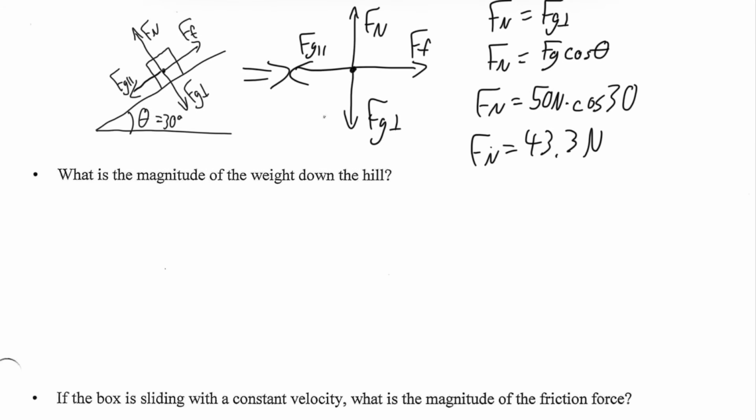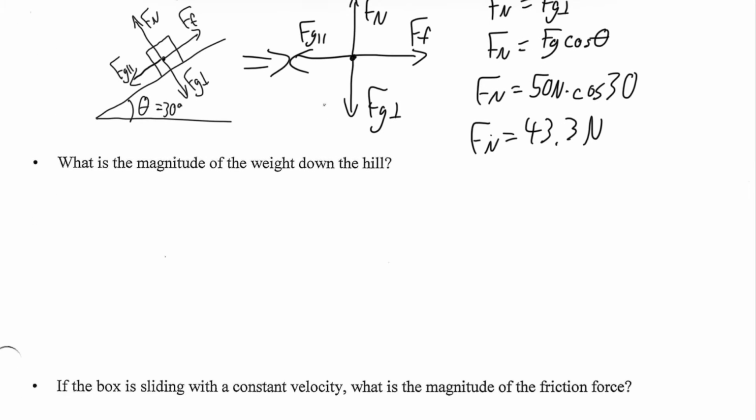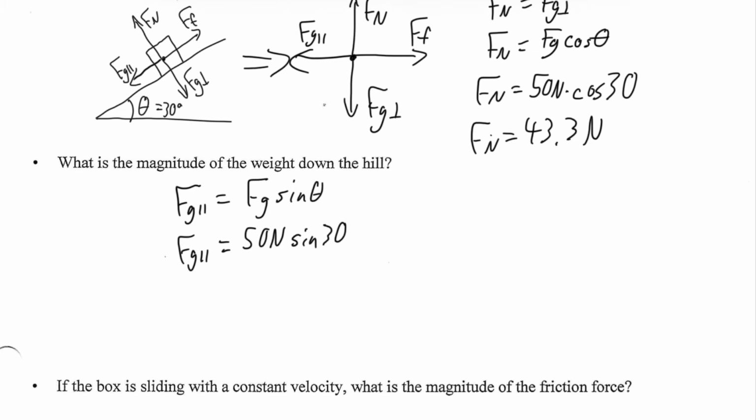Okay, so now we want to know what is the magnitude of the weight down the hill. So this is referring to what our parallel component of our force of gravity is equal to. And as discussed before, this is going to be equal to Fg sine theta. So from here, we can plug in our Fg, 50 newtons. And this time, it's going to be sine 30, which will give us that the parallel component of our force of gravity will be equal to 25 newtons.